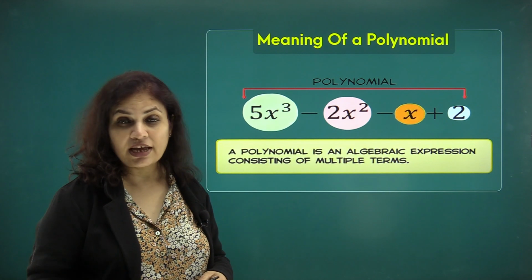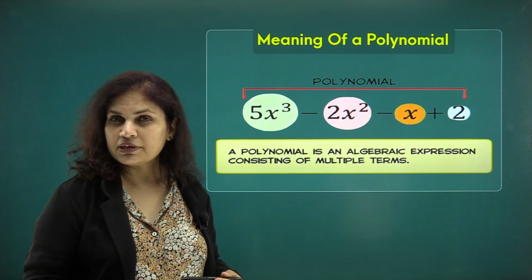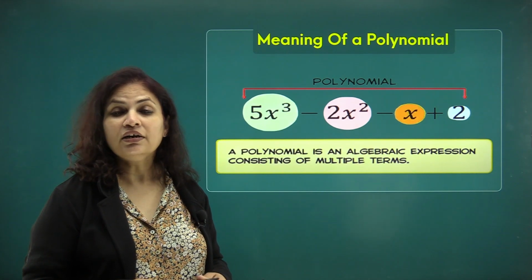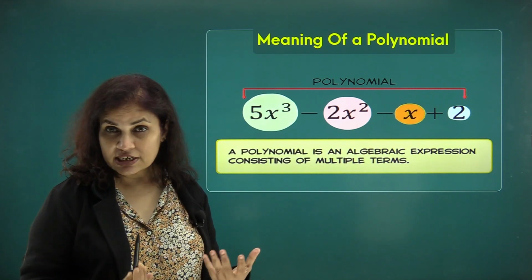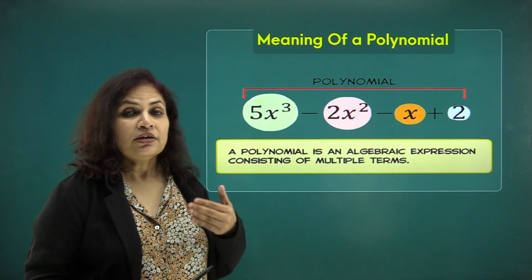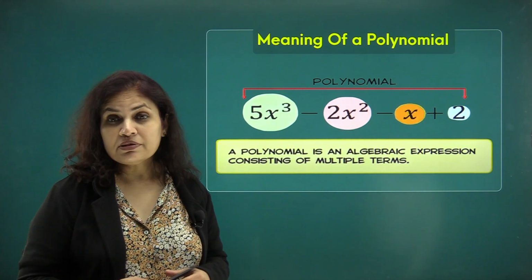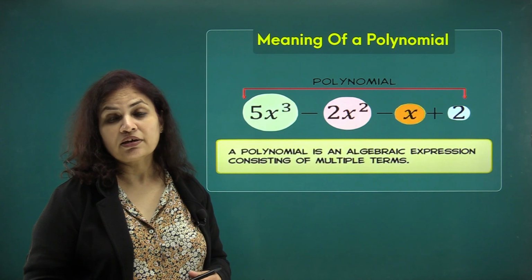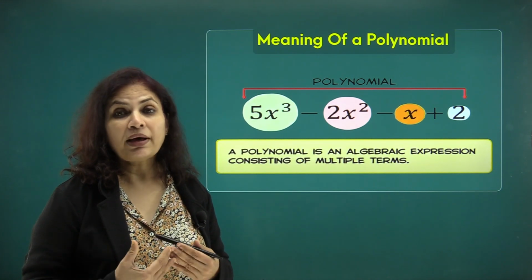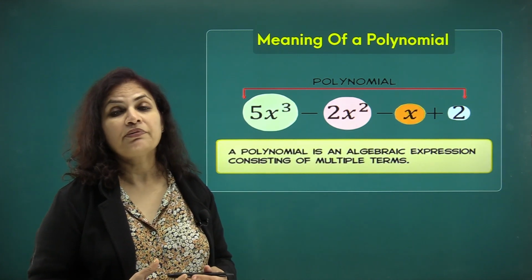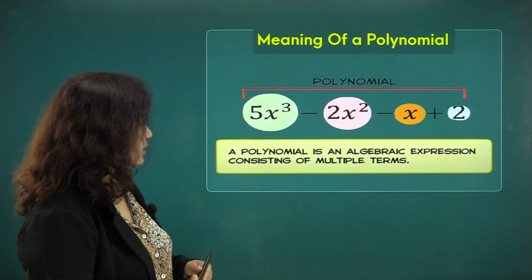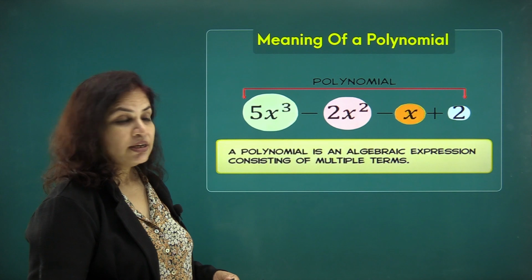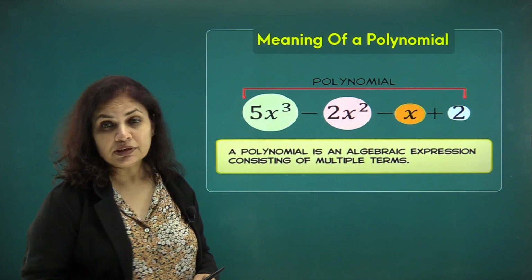an algebraic expression. What is an algebraic expression? Let's recall. An algebraic expression is an expression or a statement in mathematics combining some variables and constants, and these variables and constants are combined using the four mathematical operations of addition, subtraction, multiplication and division. So, a polynomial is an algebraic expression consisting of multiple terms.